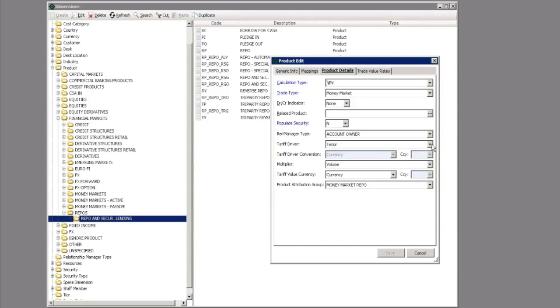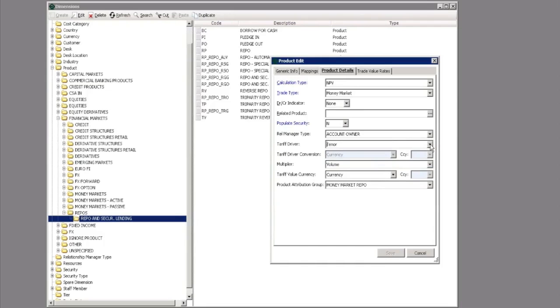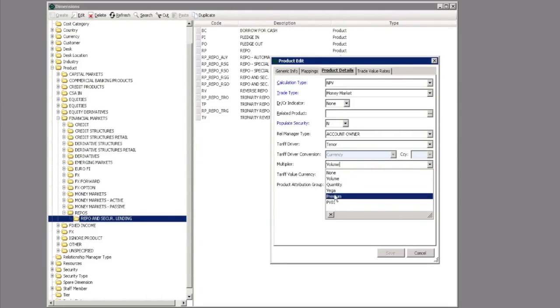And then also the tariff driver. So we will store tariffs, which I'll show you in a second, but also what is the driver for that tariff? It could be the tenor of the trade, so it's based on maturity, or it could be the volume, so it's the size of the trade. If it's volume, then what currency is that volume in? And then also your multipliers: are you multiplying by the volume in the trade, or multiplying the tariff? Or are you multiplying by PV01, by the quantity on the trade, by the premium, etc.